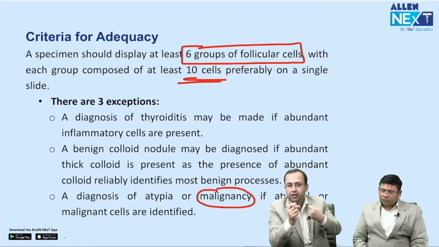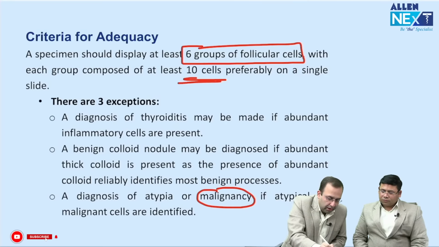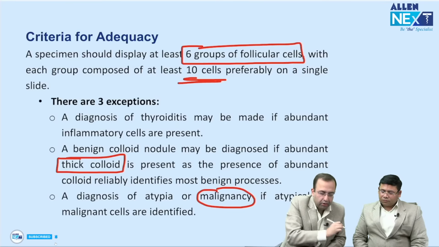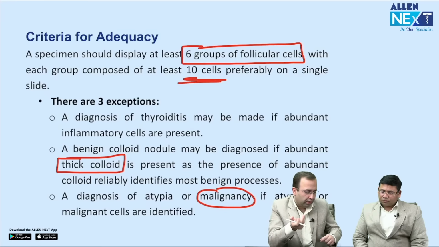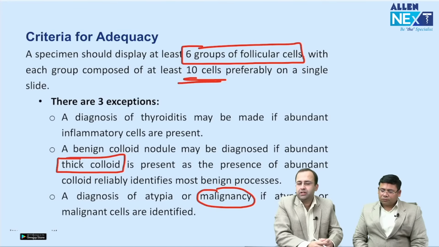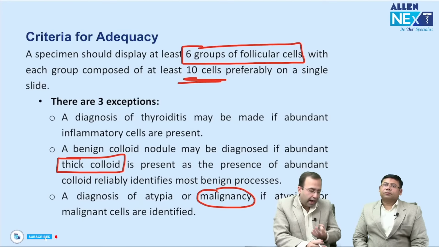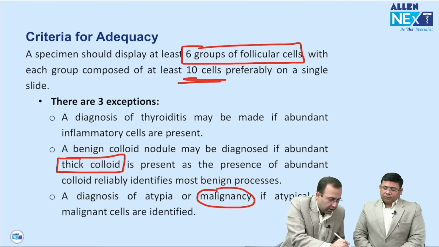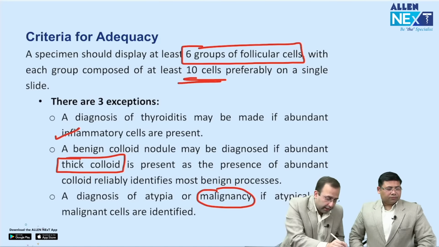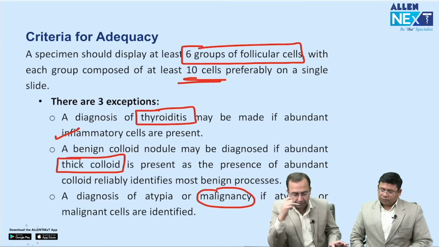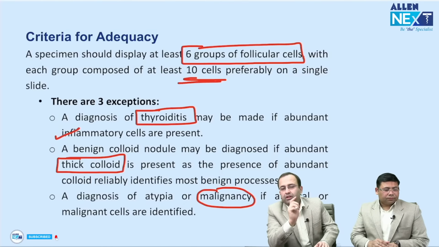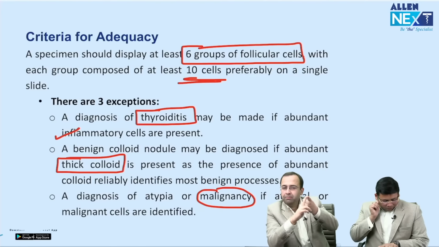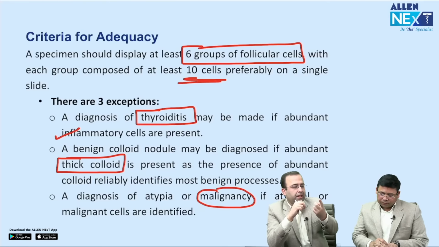Secondly, when I aspirated, then there was abundant thick colloid. I aspirated 8 ml, 10 ml of thick colloid. In that case, it is a benign lesion. I will not say it as inadequate. And lastly, if there are abundant inflammatory cells, again making a diagnosis of thyroiditis. So 6 follicles, each with 10 cells, until my malignancy diagnosis is made. I have a diagnosis of a malignancy. I have a diagnosis of a benign lesion showing thick colloid.